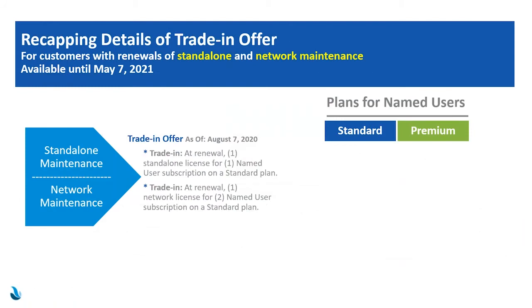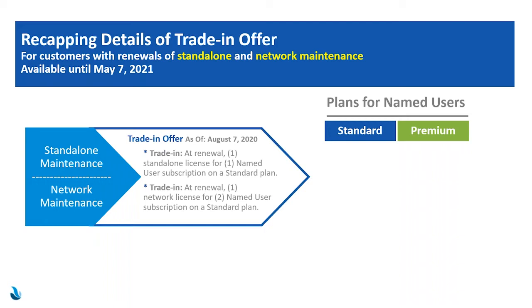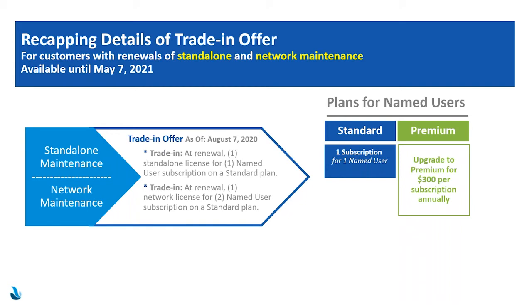So before I pass this presentation on to Joseph, let me recap the current trade-in offers and the valid until dates here. So let's look at this together. So if you have standalone maintenance, you can trade in at renewal time until May 7, 2021, one standalone maintenance for one named user subscription on a standard plan by default. And if you would like and are interested in premium plan and you qualify for premium plan based on eligibility, you can go ahead and have that added.